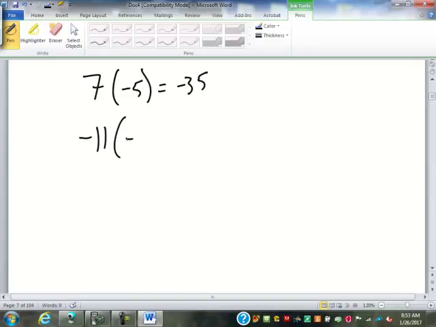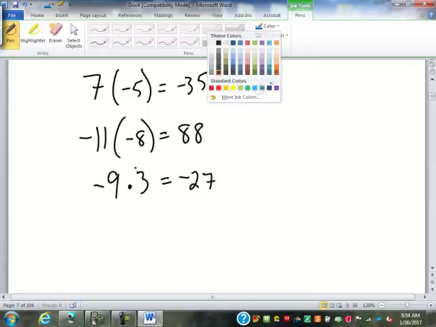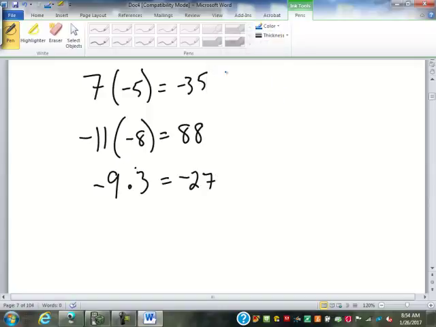Negative 11 times a negative 8, what do I get? Positive 88. Good. Negative times negative is a positive. If I have negative 9 times 3, I get negative 27, yes. You'll see that the negatives don't affect the value at all, the absolute value. 7 times 5 is 35. 11 times 8 is 88. 9 times 3 is 27. All it affects is whether it's positive or negative.